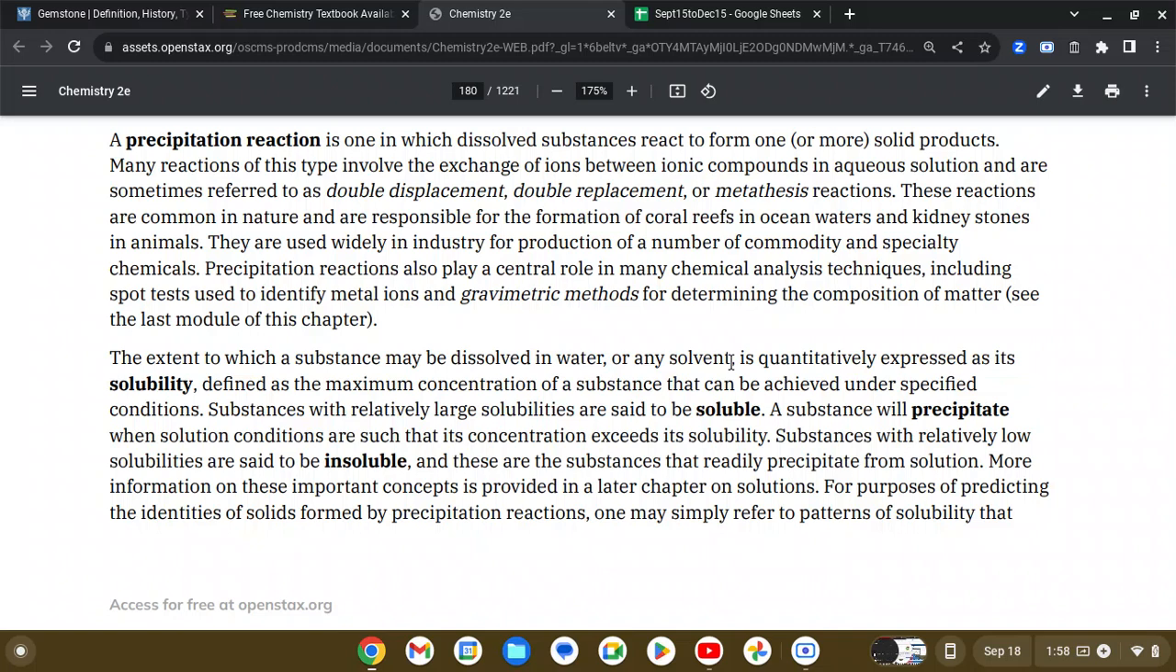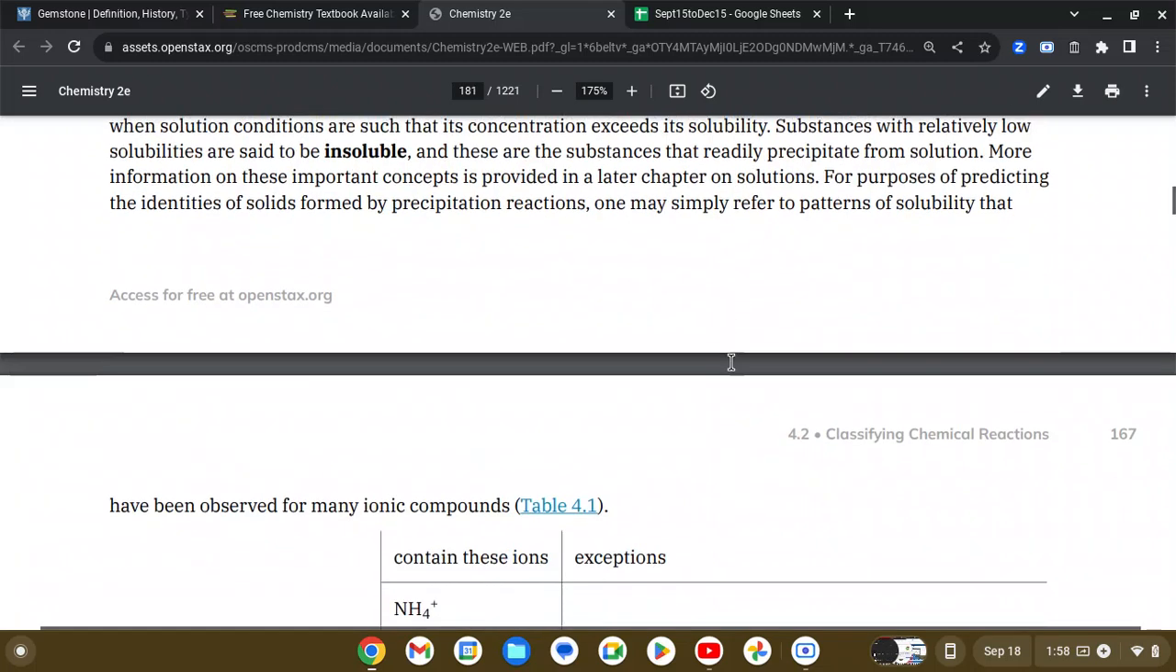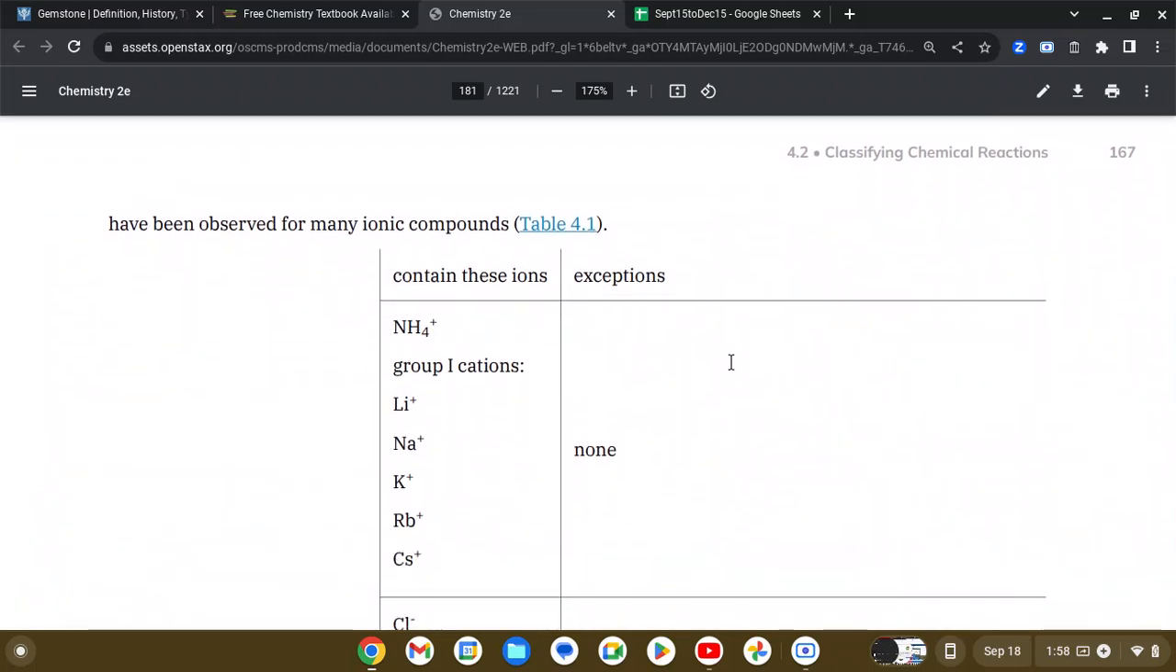For purposes of predicting the identities of solids formed by precipitation reactions, one may simply refer to patterns of solubility that have been observed for many ionic compounds.